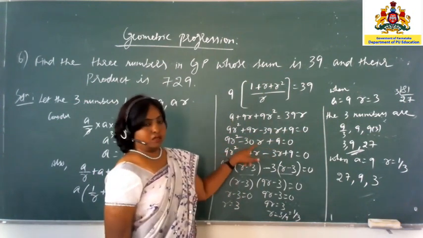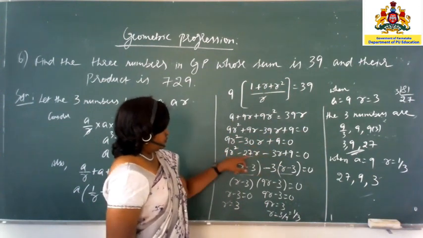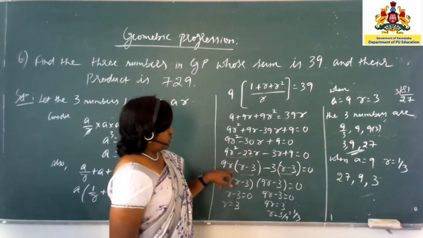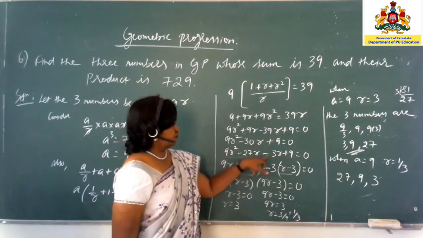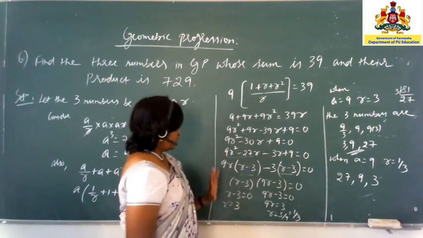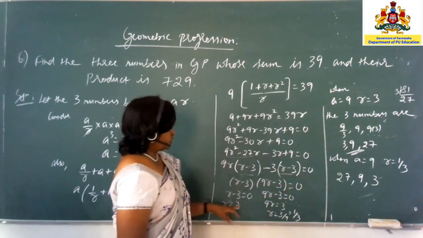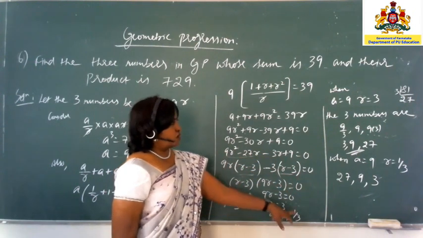So split the middle term, minus 27r minus 3r. Now from these two, take out 9r common factor. So you're left with r minus 3, minus 3 into r minus 3, that is equal to 0. So r minus 3 into 9r minus 3 is equal to 0. r is equal to 3, r is equal to 1 by 3.